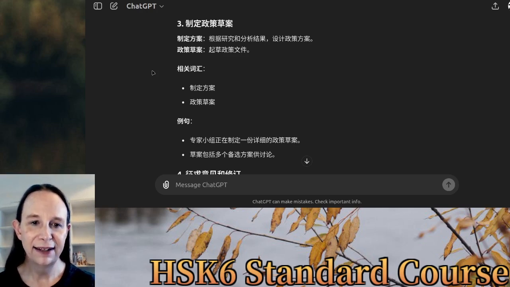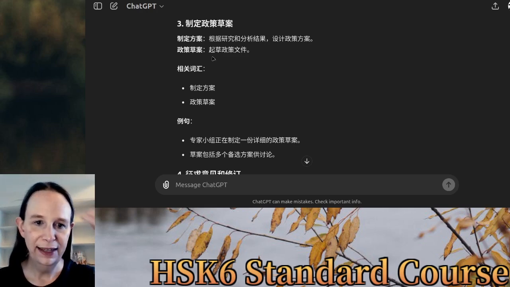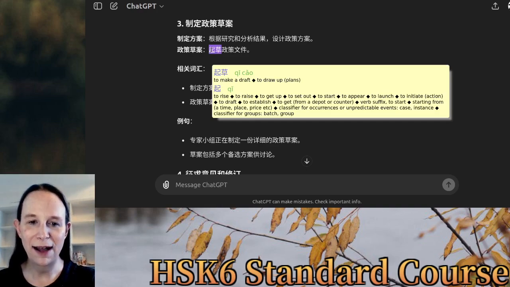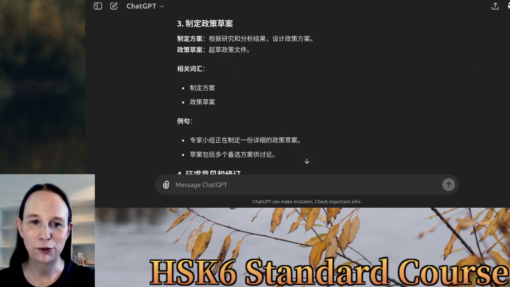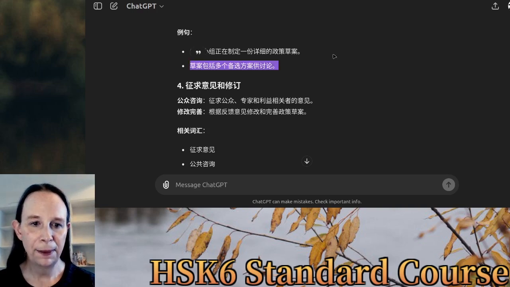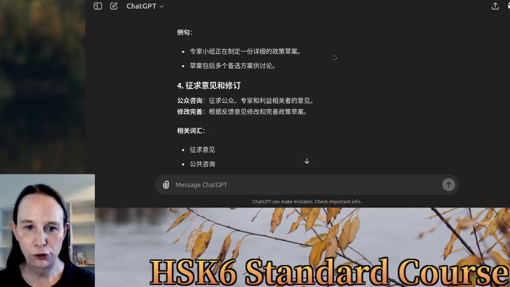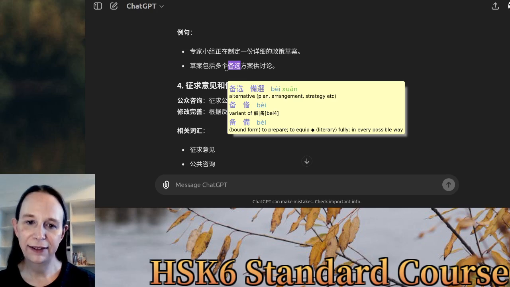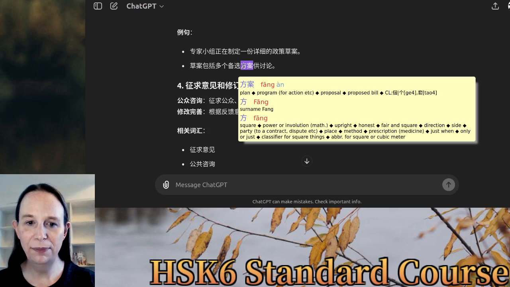制定政策草案, so formulating draft policy. 制定方案，根据研究和分析结果设定政策方案。Alright, 政策草案，起草政策文件，也起草. So this is draw up policy documents or draft policy documents. 起草。专家小组正在制定一份详细的政策草案。草案包括多个备选方案供讨论。备选, alternatives. First time. Oh, this is like contingencies. Okay, 草案包括 multiple contingency policies.